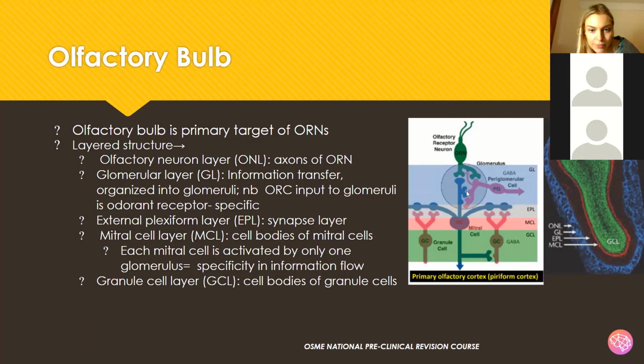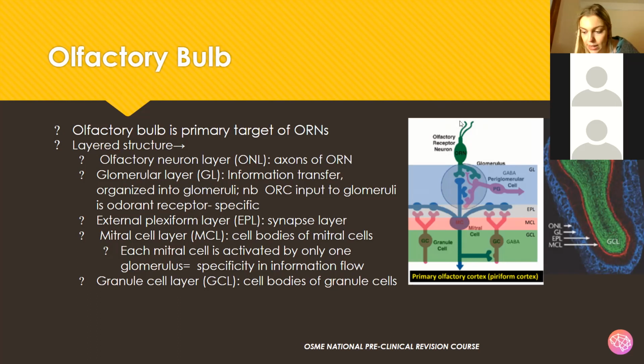and we can see here that we're passing on information from the axons to the dendrites of mitral cells and periglomerular cells. And the input here is odorant specific. We move further down, we get into the external plexiform layer, and this is just a layer of synapses. The mitral cell layer contains the cell bodies of mitral cells, and each mitral cell is only activated by one singular glomerulus, as you can see here.